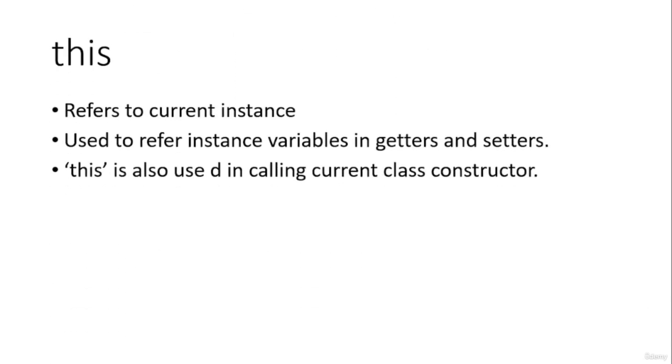Welcome back, friends. In this lecture, we are going to discuss Java's this keyword. The this keyword is used to access the current instance of an object. Whenever we use this followed by a variable name, that variable will be accessed in the context of the class, and it will be referring to the current instance.